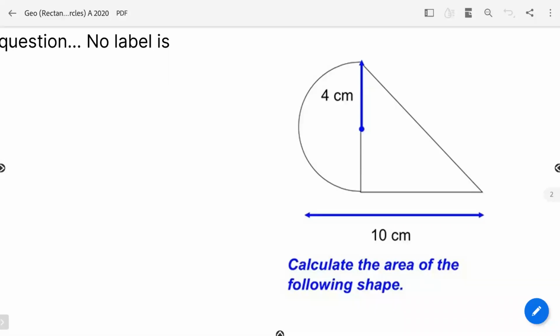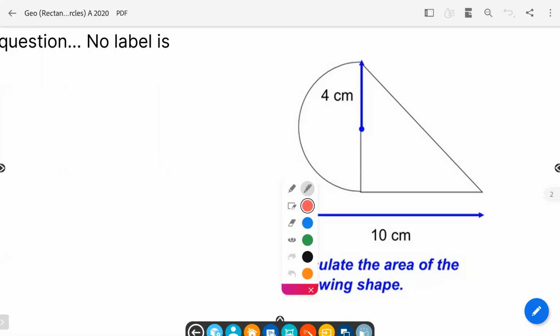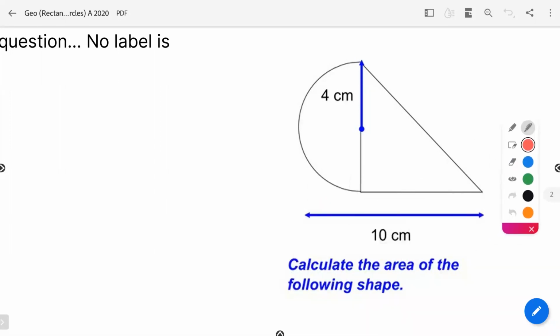There's another problem here with compound area that deals with, in this case, a circle and a triangle. First thing that you're going to notice about this question is that's not a full circle right there. What we're talking about is a semicircle. So here's the deal.